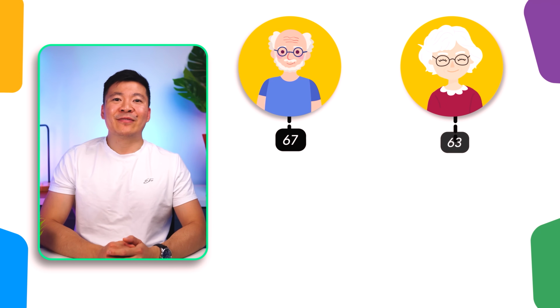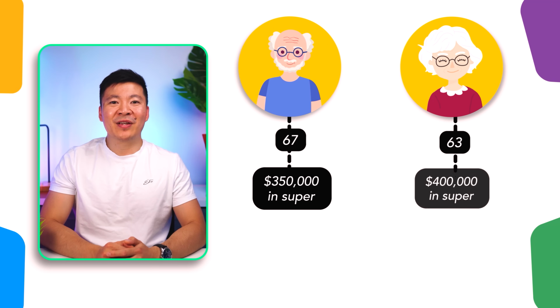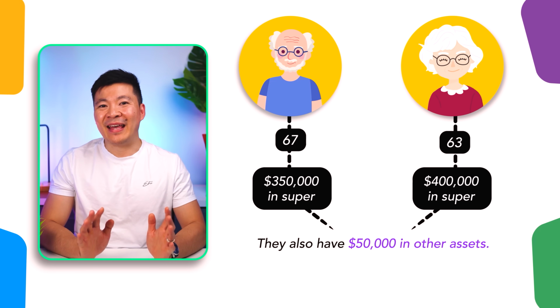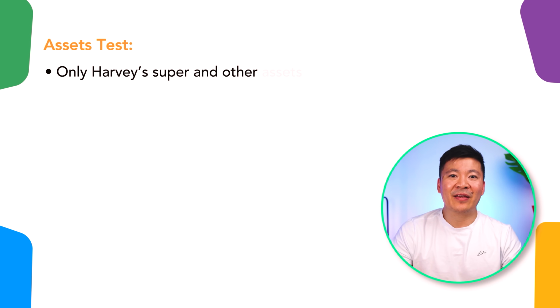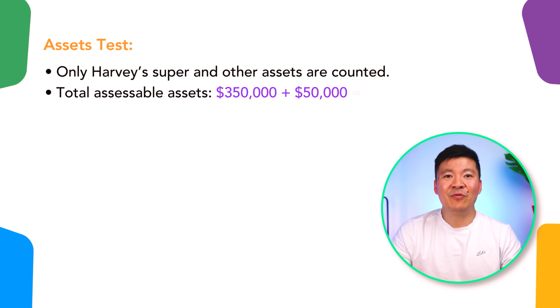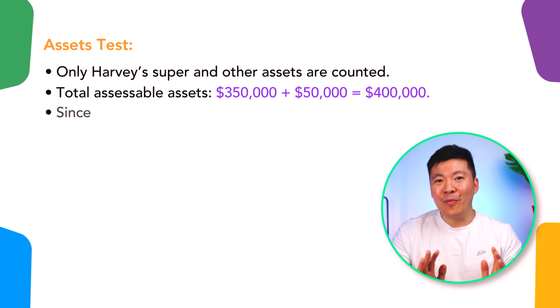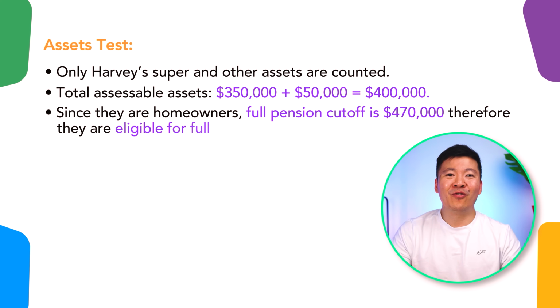For example, Harvey, who is 67, and Donna, who is 63, are a couple. They have $350k in super in Harvey's name and $400k in Donna's super. They also have 50k in other assets. Donna is under age pension age, so her super is not counted. So in the assets test, only Harvey's super and other assets are counted. Total assessable assets equals 350k plus 50k, which equals 400k. Since they are homeowners, the full pension cutoff is 470k, therefore they are eligible for the full age pension.